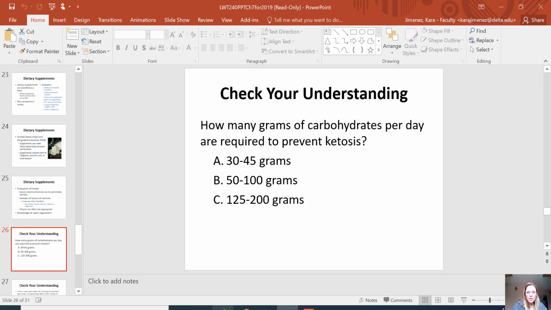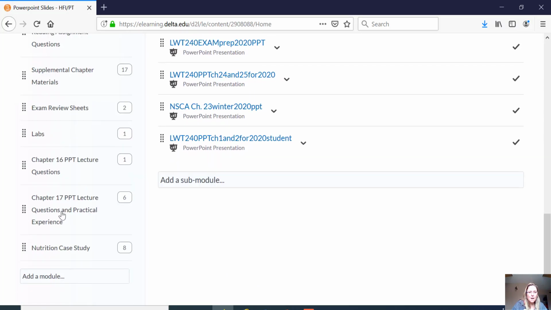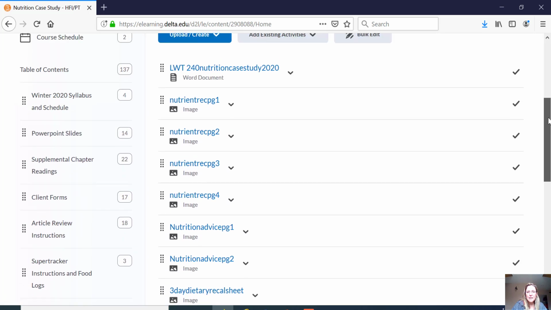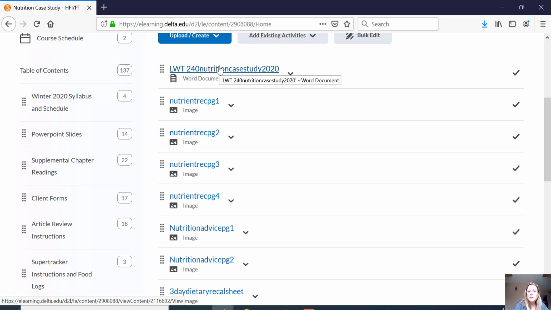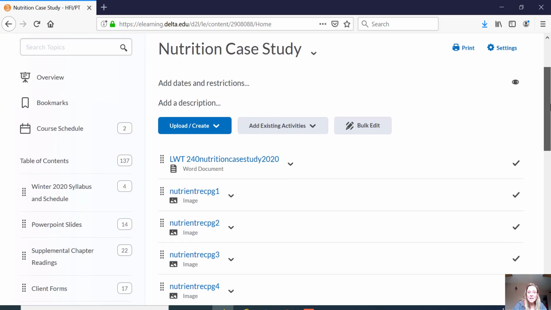Also, I did want to point out in our course site, if you go down to nutrition case study, I have uploaded a nutrition case study that you'll be completing and submitting in the assignment folder. That will be due at the end of next week. Okay, so it's not due till a week from Sunday. So let me look at the date of what that might be. So we're looking at Sunday, April 5th. Okay, but you can start working on that nutrition case study.